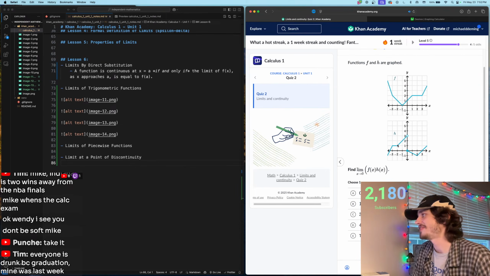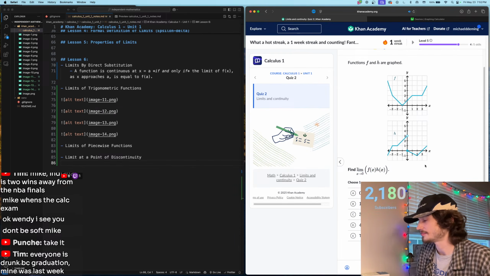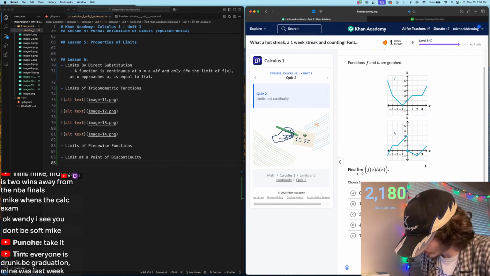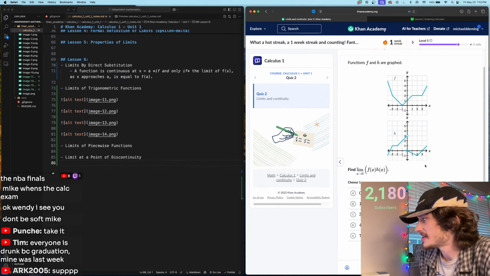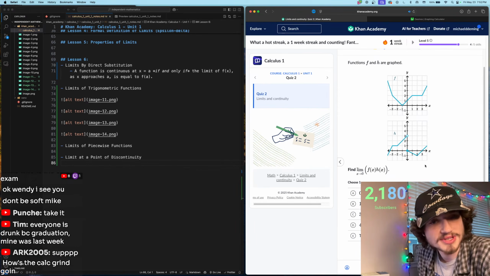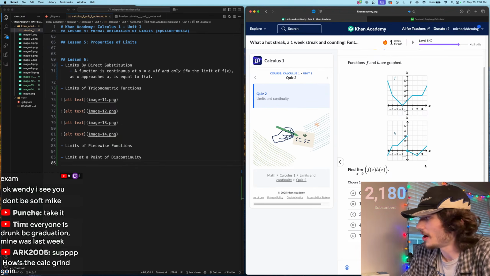Okay, functions f and h are graphed. Find the limit as x goes to 0 of f of x times h of x. Okay? So using our function properties, this is the limit as x goes to 0 of f of x times the limit as x goes to 0 of h of x.